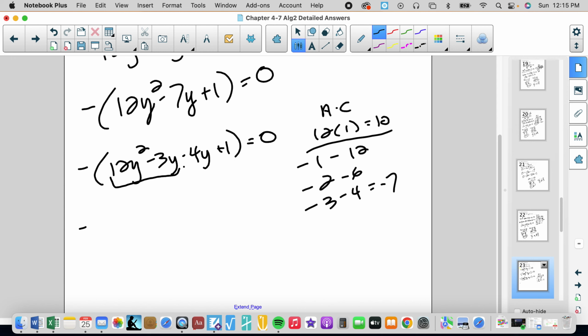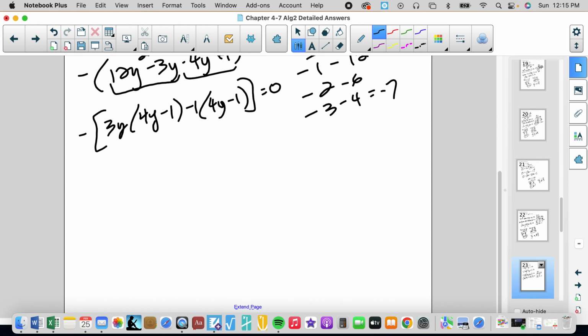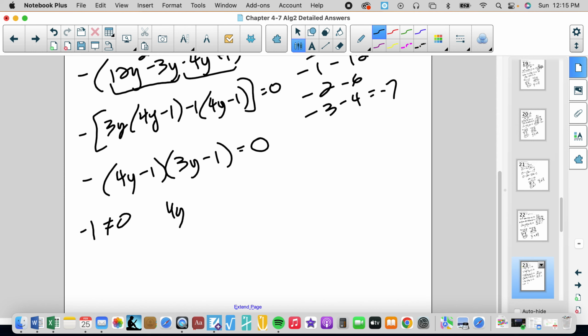We're going to factor by grouping. So we're going to factor out a 3y, and we get 4y minus 1. We're going to factor out a negative 1. We get 4y minus 1 equals 0. We have the negative out there. We have the 3y. Whoa. We have the 4y minus 1, which leaves us with 3y minus 1 equals 0. Negative 1 does not equal 0. 4y minus 1 equals 0. 3y minus 1 equals 0.